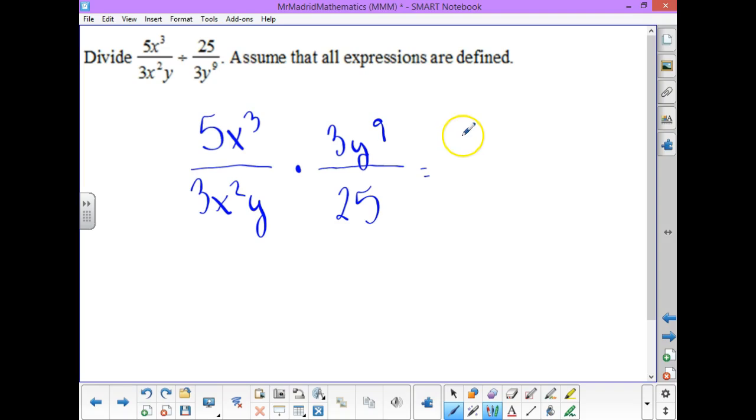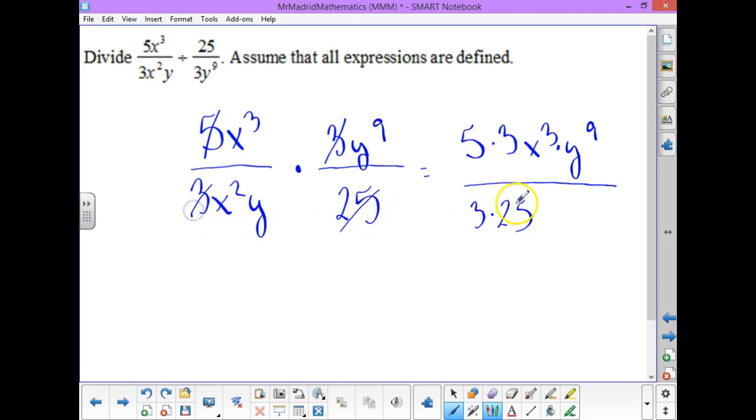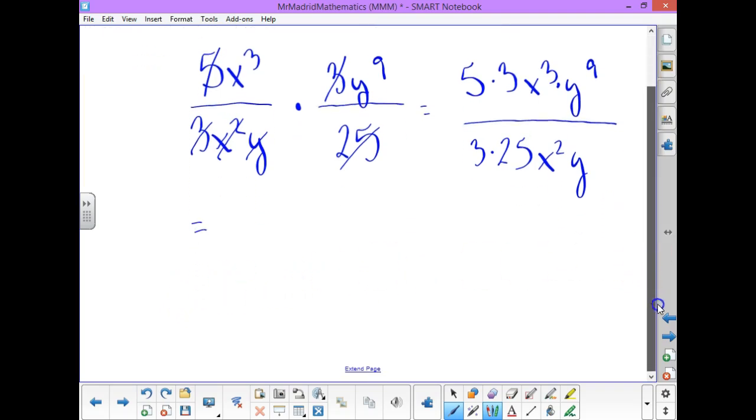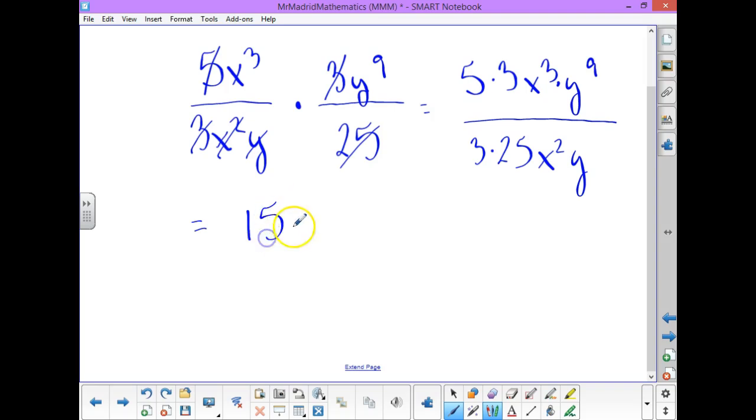Now let's do what we did on the last problem, organize our values. 5 times 3, done, done. I've got x cubed, and I've got a y to the 9th. It's a lot simpler problem than the last one. I've got 3 times 25, done, done, x squared, and then the y. Kind of silly for me to scratch them off, we're just trying to keep it consistent. I got 15x cubed y to the 9th, and I got 75 x squared y.